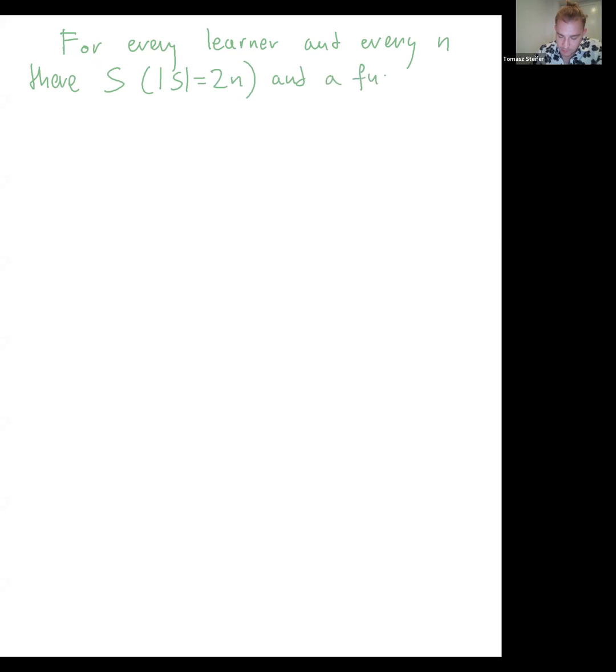we considered last time this no free lunch theorem, which told us that for every learner and every n, there is a sample S such that the size of S is 2n, and a function f, and, well, sorry, I wrote something stupid. Of course, that's this. I want to say a probabilistic statement.